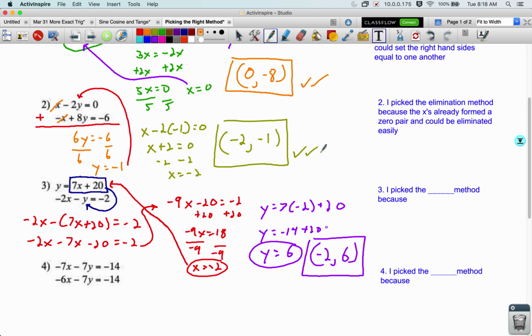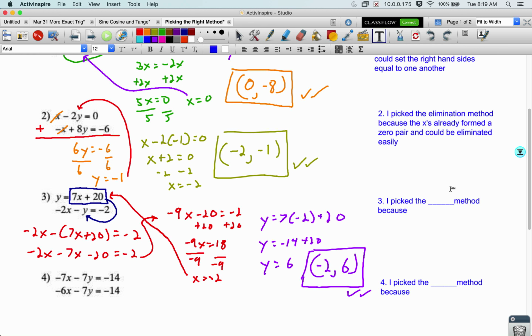I'll box that. Actually, erase these. Just want that final answer boxed. All right. There, I think that looks better. We use the top equation to solve, so let's use the bottom one to double check. This would become 4 minus 6 equals negative 2, negative 2 equals negative 2. It's double checked.